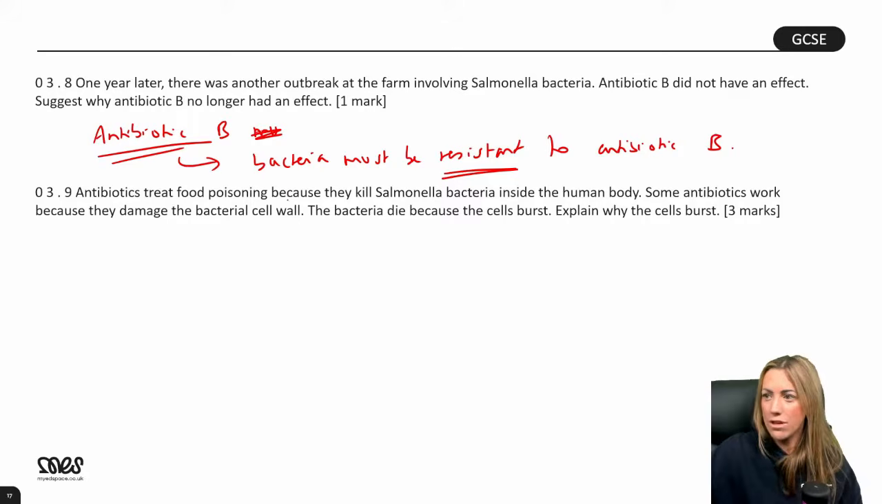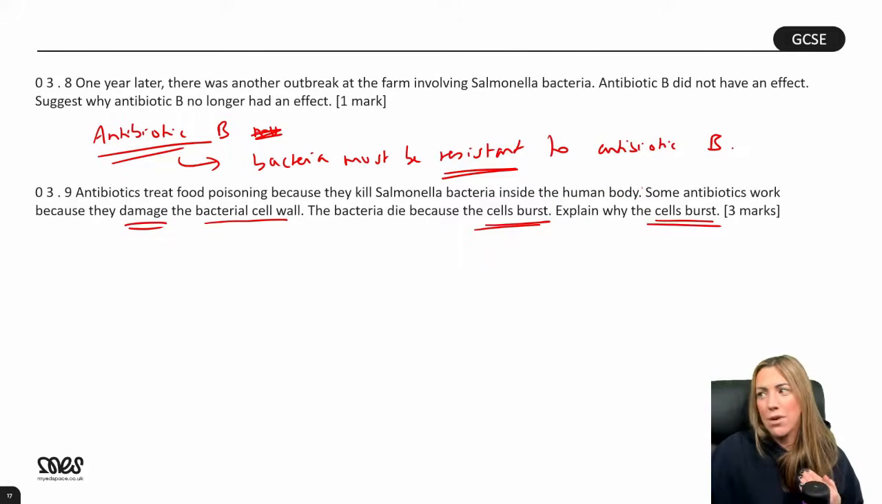Antibiotics treat food poisoning because they kill Salmonella bacteria inside the human body. Some antibiotics work because they damage the bacterial cell wall, and the bacteria die because the cells burst. Ooh, this is a good question. This is actually about osmosis, but it's a little bit sneaky. The reason I know it's about osmosis is because we've got cells bursting and we've damaged the bacterial cell wall with the antibiotic, and the bacteria die because they burst.